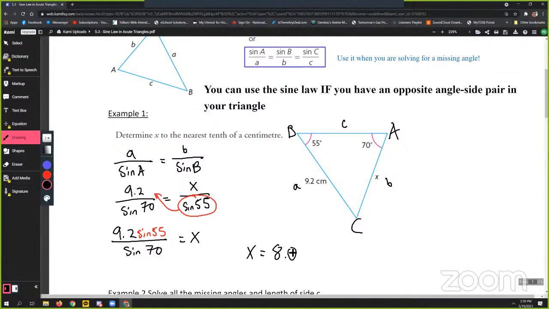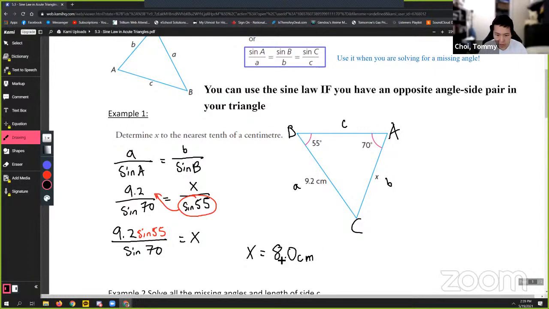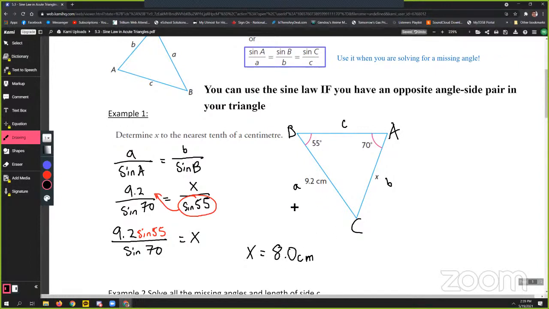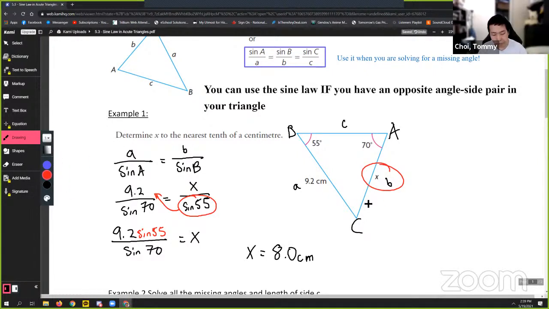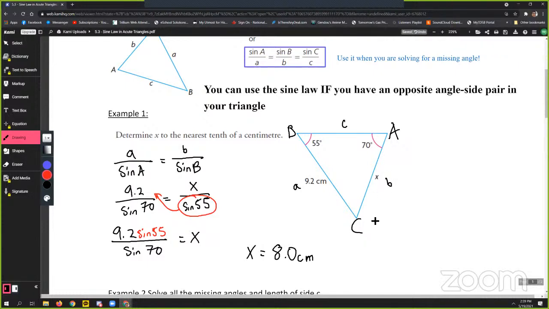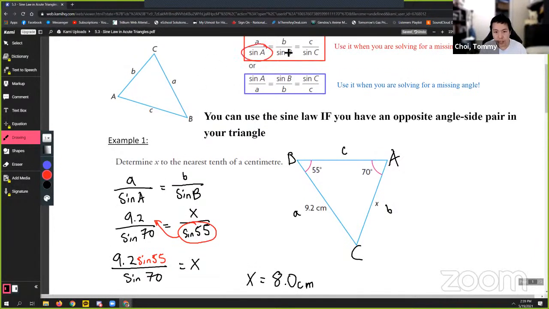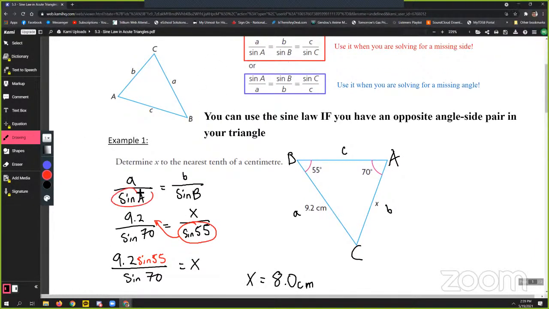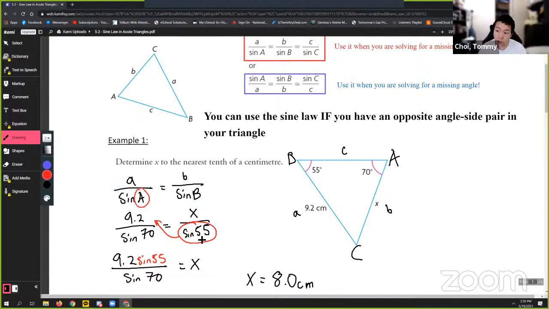8.0 centimeters. We're looking and solving for a missing side, right? Yep, right here, this one. Why is it sine 70 and 55? Because that's the angle, right? Yeah, and that's part of the formula. Sine A and sine B, right? Capital letters are angles. So you require the angles to solve for your missing side. That is a requirement. So it's part of the formula.